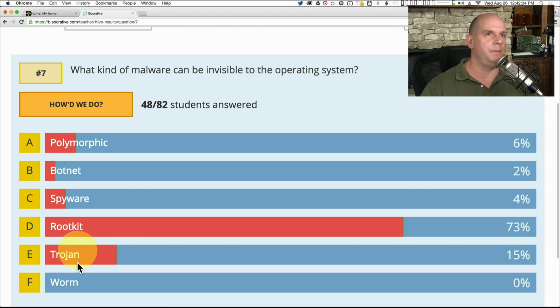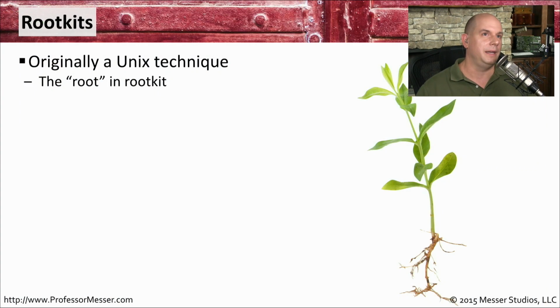So which one of these would it be? Would it be a rootkit or a Trojan? Did we mess this one up? Did we fool ourselves with this? I don't think we did. Rootkit is indeed the type of malware that is hidden, if you will, from the operating system. Sometimes it is completely hidden. Sometimes it is obfuscated from the operating system. And we'll talk about the differences there.